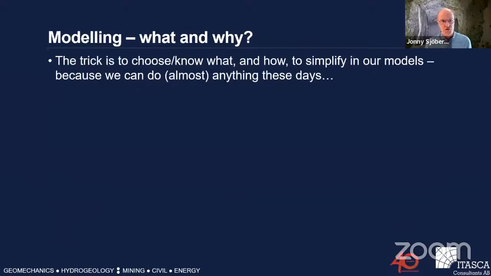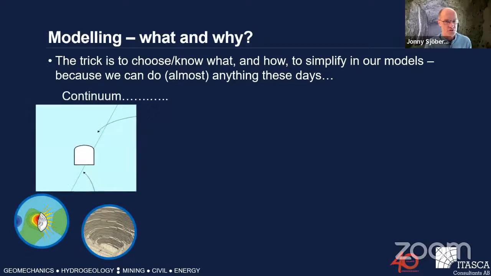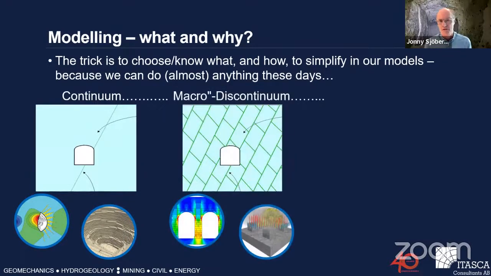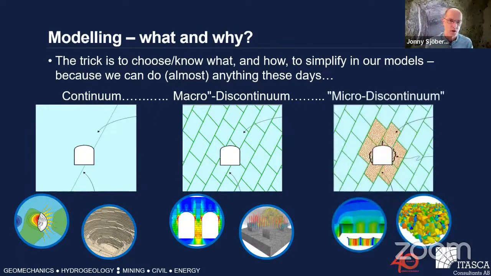So the trick here is to choose what and how to simplify models, because we can do almost anything. I think Heinz outlined this quite well also, so I'm not going to dwell too much on this. But we can do anything from continuum with very advanced material models to something called macro discontinuum with joints included, or even at the smaller scale, where we are almost at grain scale of the rock and look at how things behave.